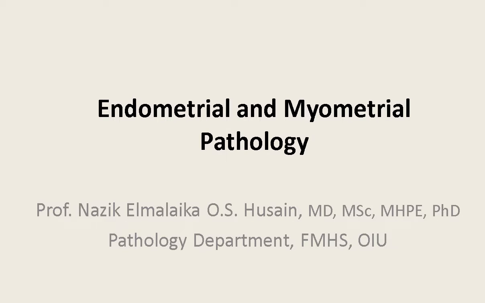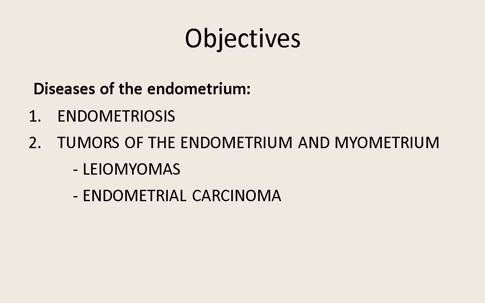And in this recording, we are going to discuss only two entities of the diseases of the endometrium, which are many. We will discuss first endometriosis and know the basic theories behind it, and an example of the tumors of the endometrium and the myometrium. We are going to give an overview about leiomyomas as an example of benign lesions or tumors, and the endometrial carcinoma.